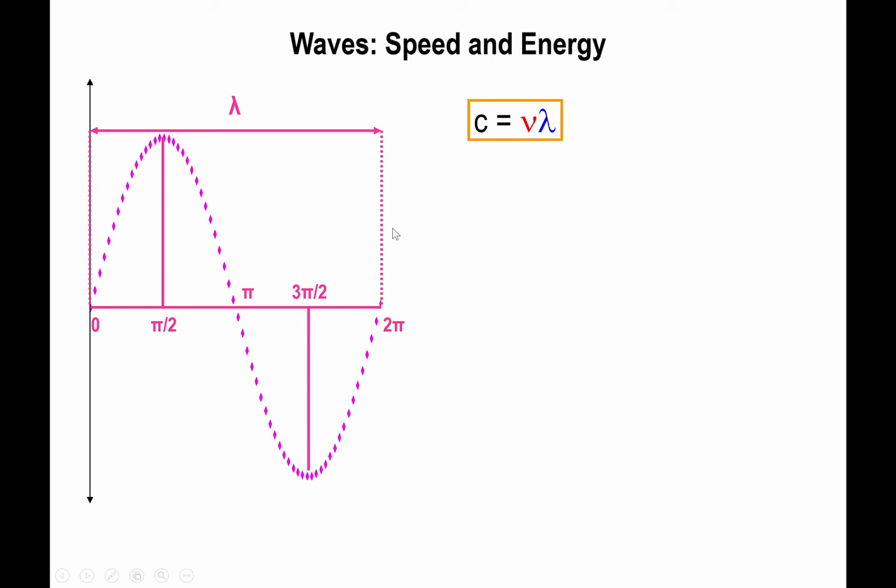Now the wave that we're going to talk about here exclusively is light waves. And as such, the speed that we're looking at right here by multiplying the frequency with the wavelength is known as the speed of light.